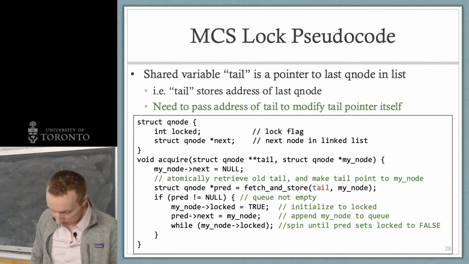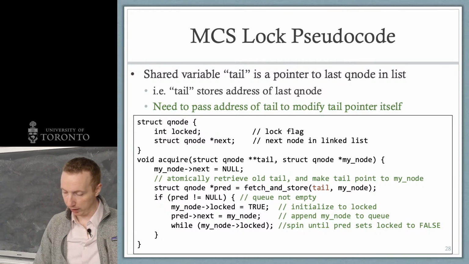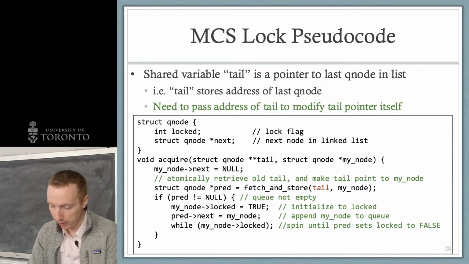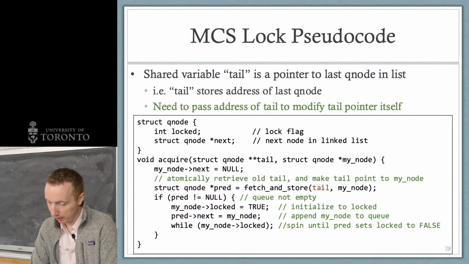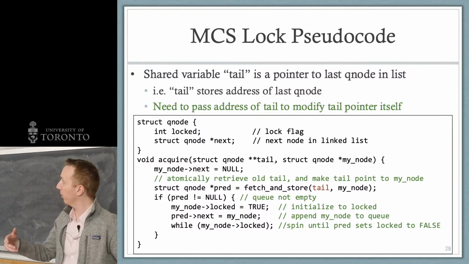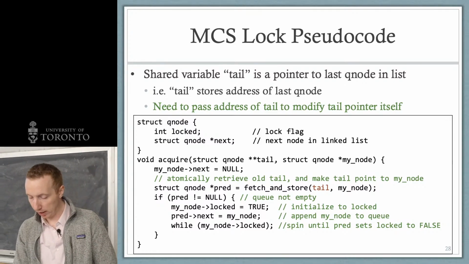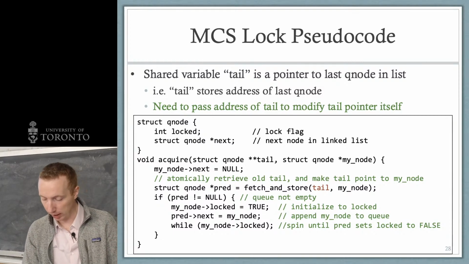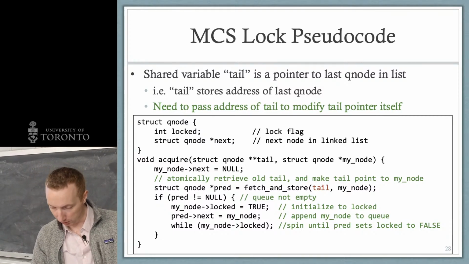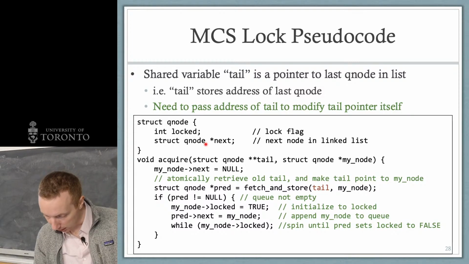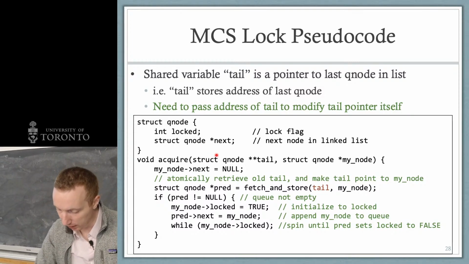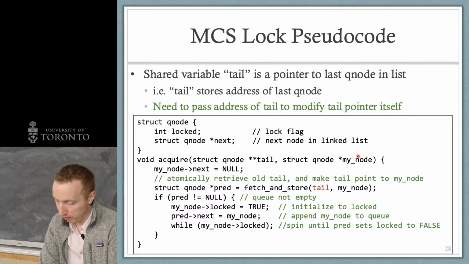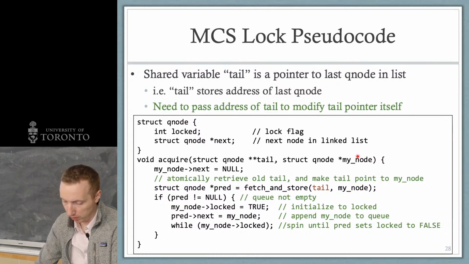So this is what the pseudocode looks like for it. That shared variable tail is a pointer to the last, they call them Q nodes, and tail just stores the address of the last Q node. So there is some global tail that lives at some memory address here, and then we have acquire, and then that's my node, which would be local on that CPU.